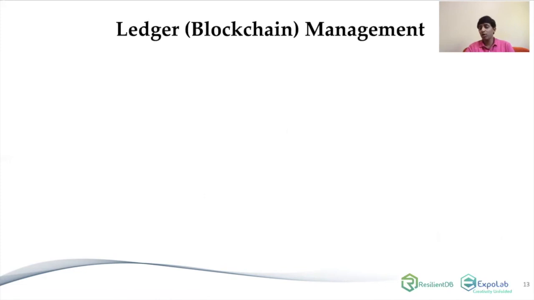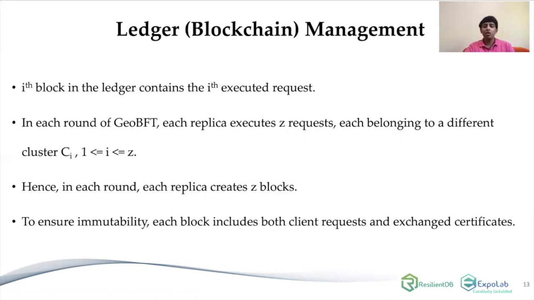Now, we're talking about blockchain, so we also need to maintain the chain itself, or the ledger. Traditionally, the ith block in the ledger includes the ith executed request. In GeoBFT, in each round, each replica is executing Z requests. That means each replica needs to create Z blocks in GeoBFT. Basically, the request corresponding to every different cluster is in its own block. And to ensure immutability, GeoBFT also includes client requests and exchanged certificates.